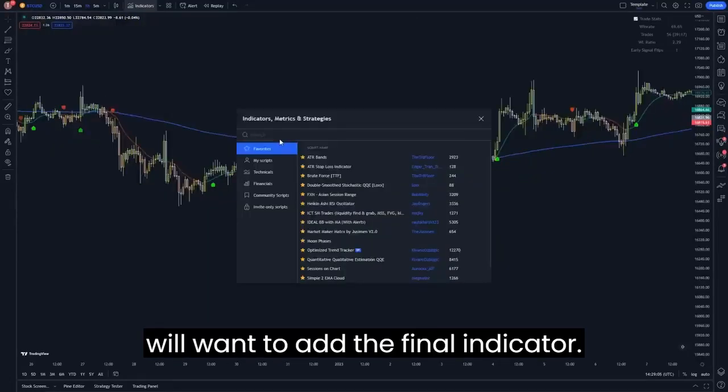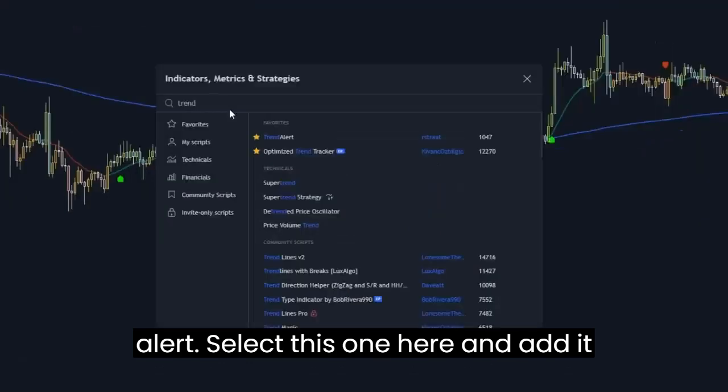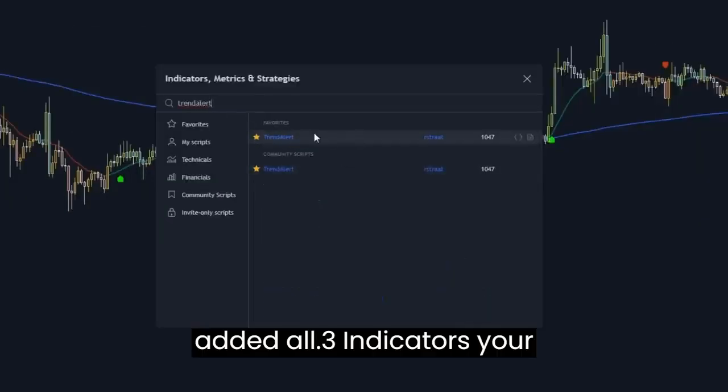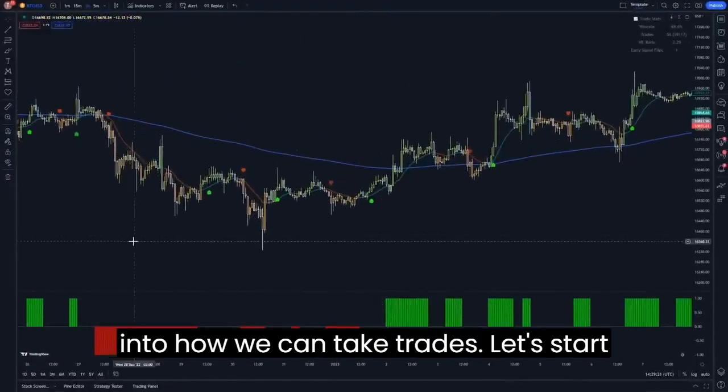Next, we will want to add the final indicator. Click on indicators and type in trend alert. Select this one here and add it to your chart. Okay, so now that you have added all 3 indicators, your chart should look like this. Let's get into how we can take trades.